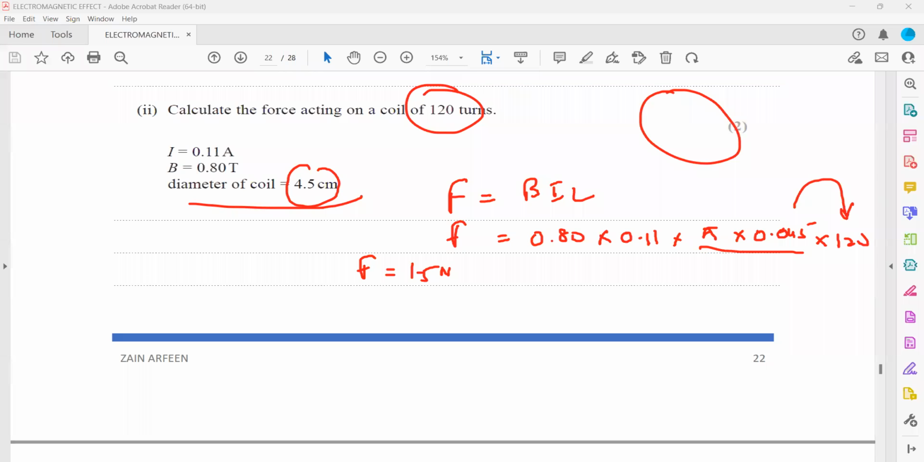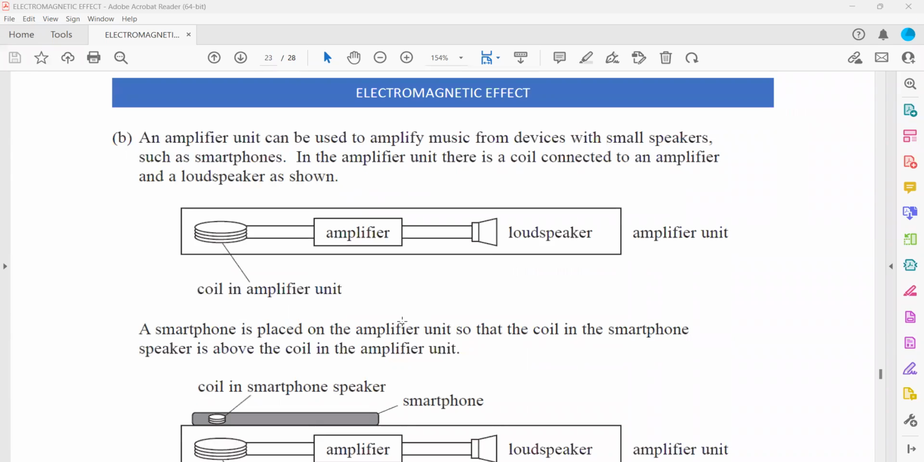The next part: an amplifier unit can be used to amplify the music from devices with a small speaker, such as a smartphone. There is a coil connected to an amplifier and a loudspeaker as shown.